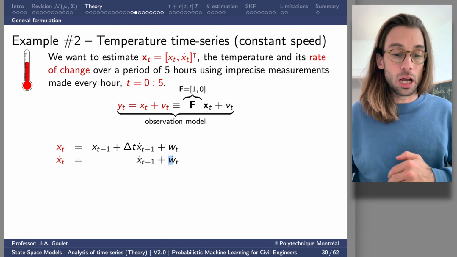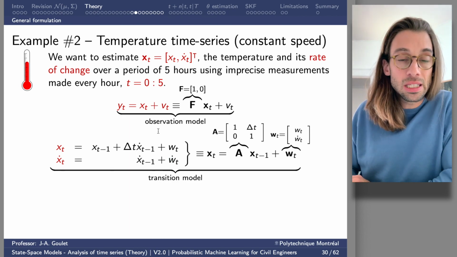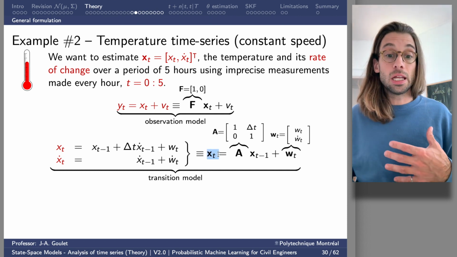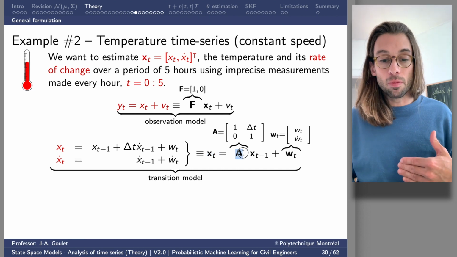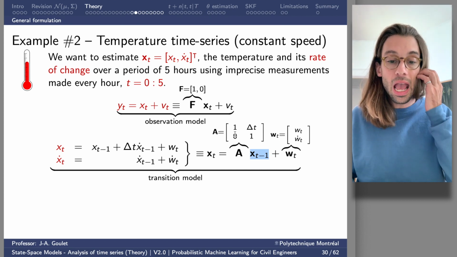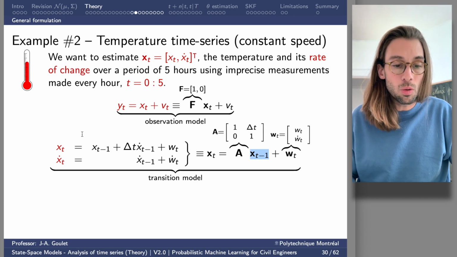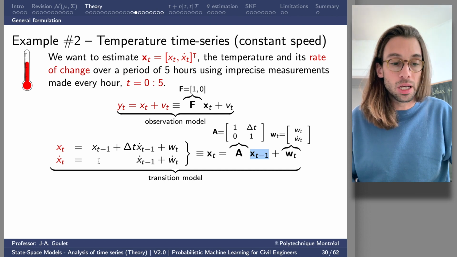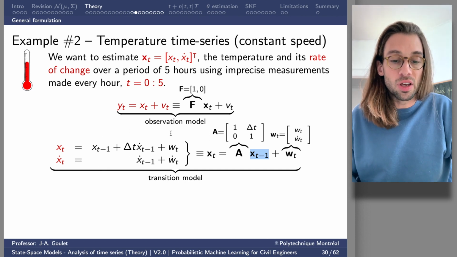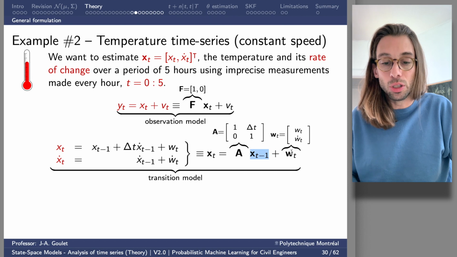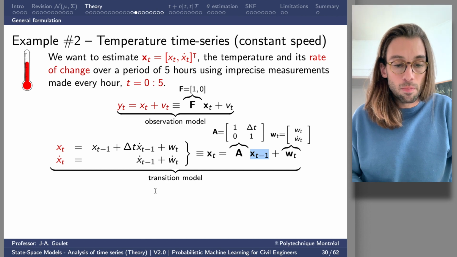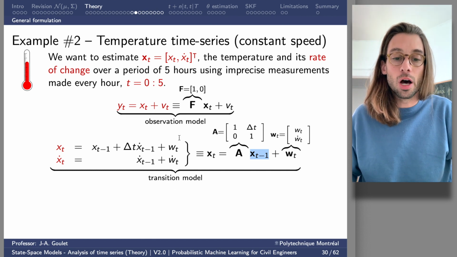I can represent this system of two linear equations in a matrix form by saying xt, which is my vector of hidden state at time t, is equal to A, which is a matrix, times xt minus 1, my vector of hidden state at time t minus 1, where A is 1, delta t, 0, 1. These are the coefficients, because 0 times xt minus 1 is not there. So this is just summarizing this linear system of equations into A xt minus 1 plus a vector of wt. This is the matrix form generalization of my transition model.